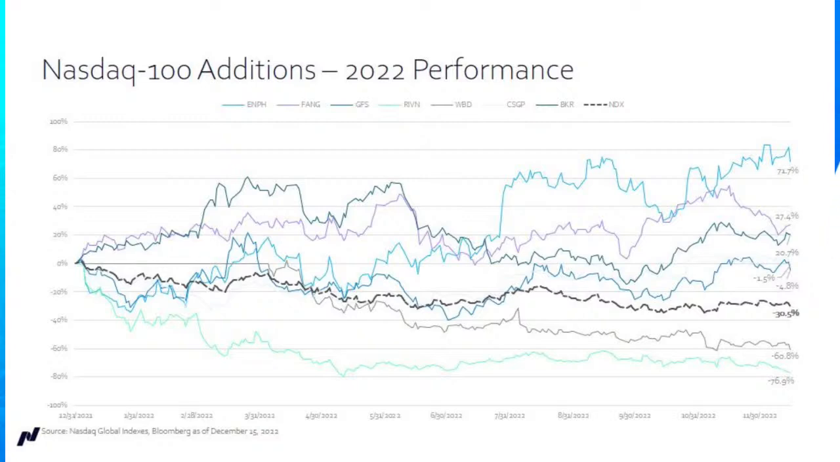A few of the other adds here that you'll see, these are more kind of technical additions to the index in terms of Global Foundries, ticker GFS. That was previously spun off from AMD over a decade ago, the big semiconductor company. This one's ranked number 3 globally on a standalone basis in terms of semiconductor foundry services, the actual manufacturing that happens of semis.